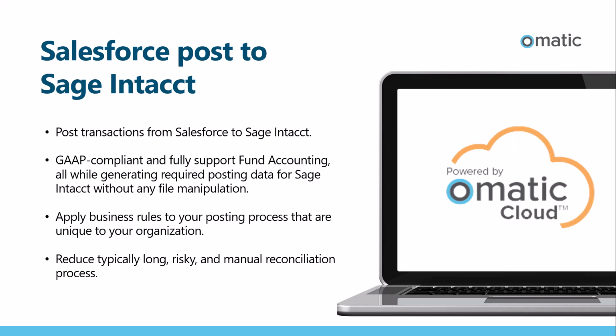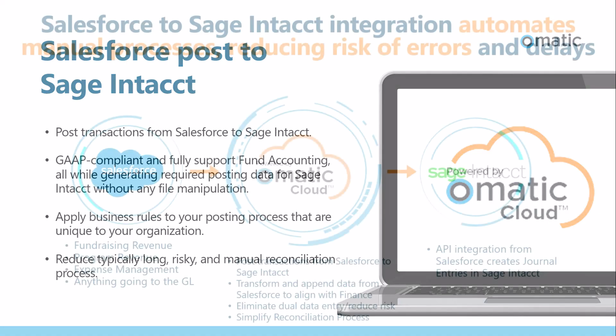Welcome to the Omatic overview for posting revenue transactions such as opportunities, gift transactions, and gift commitments from Salesforce to Sage Intacct. Omatic works with Salesforce Nonprofit Success Pack, or NPSP, Nonprofit Cloud, or NPC, Education Cloud, EDA, and other versions of Salesforce. As a member of the development services team that uses Salesforce, I'm responsible for posting transactions for my finance team. We use the Sage Intacct connector to post revenue from Salesforce to Intacct.